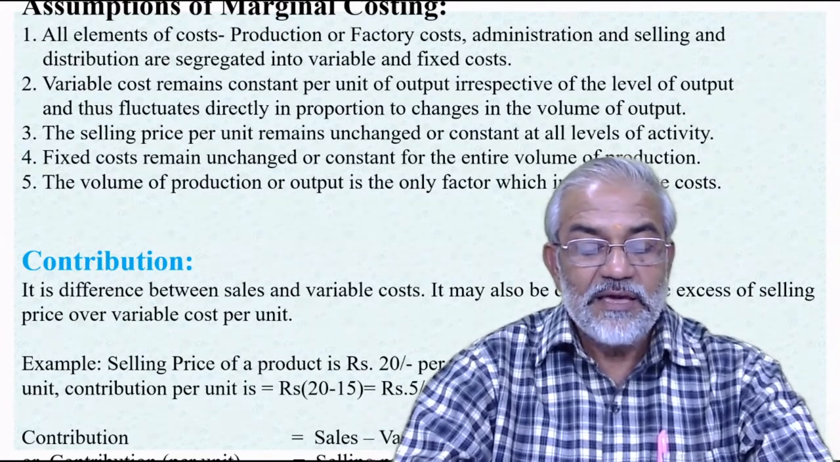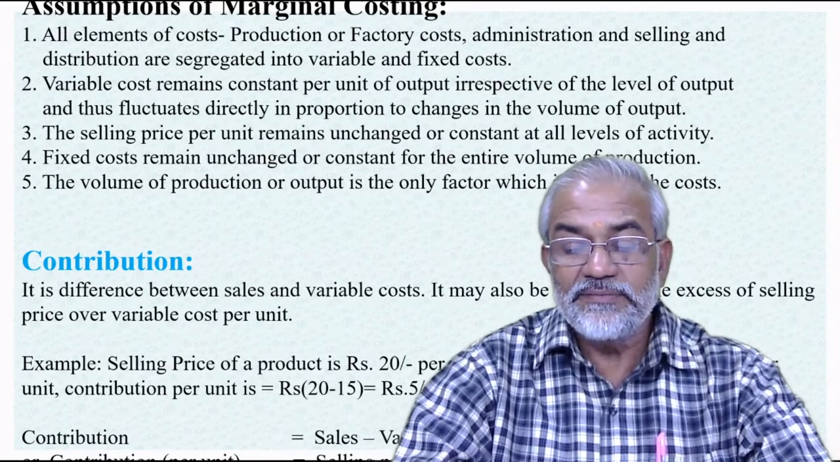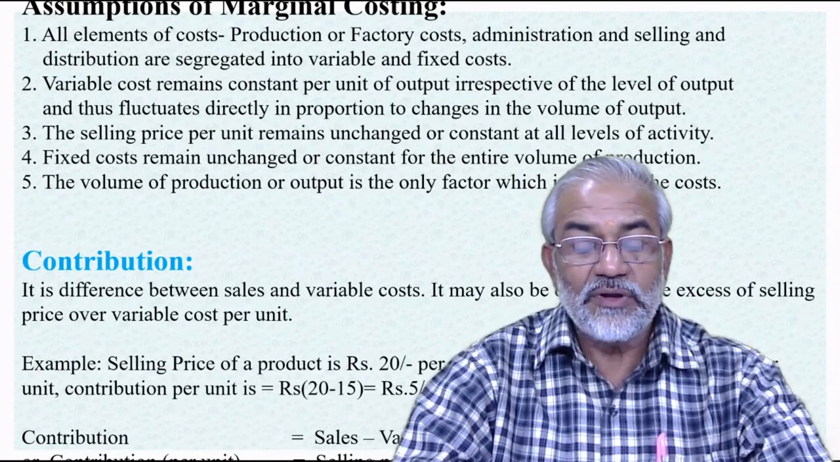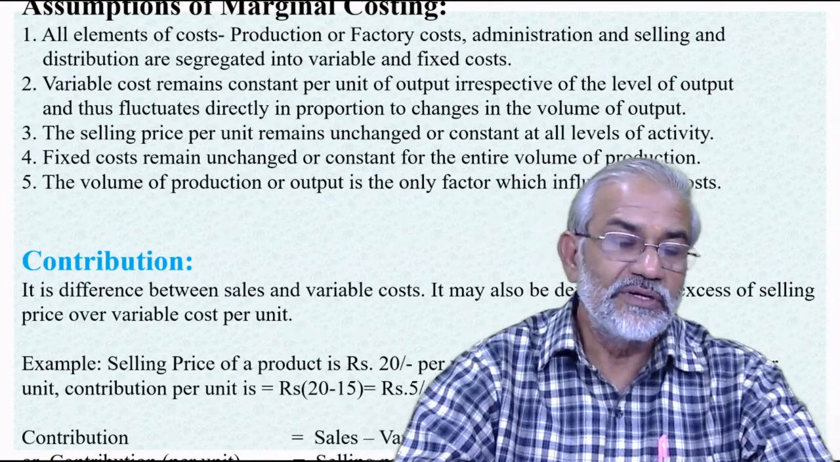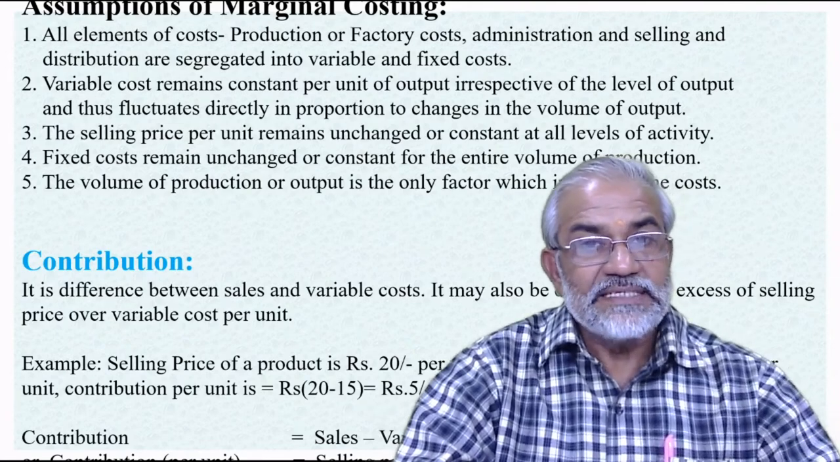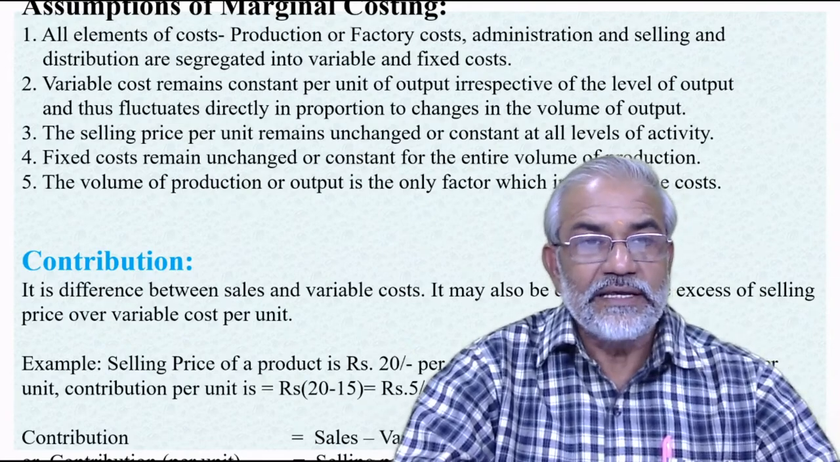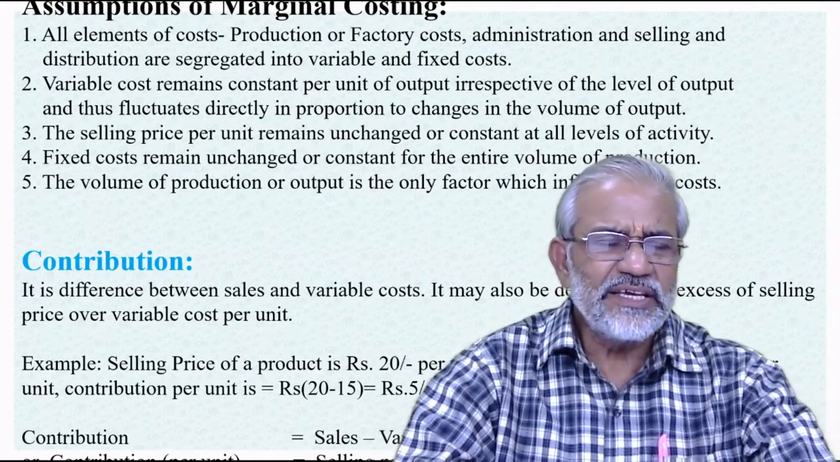The second assumption is that variable costs remain constant per unit of output irrespective of the level of output and thus fluctuate directly in proportion to the changes in the volume of output. The variable cost is that cost which varies directly and proportionately with the volume of output. It has nothing to do with any other aspect.